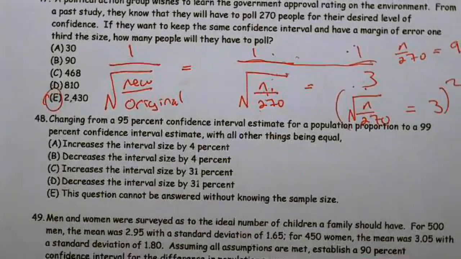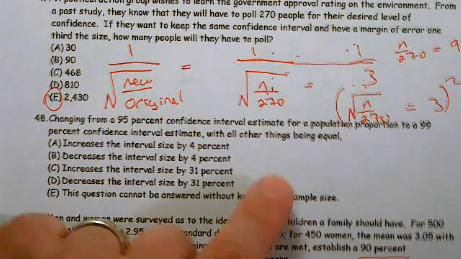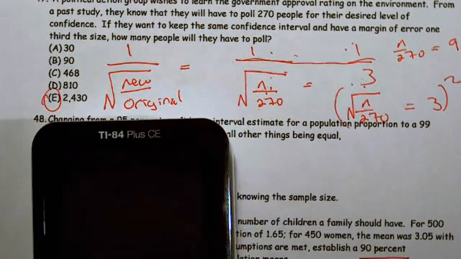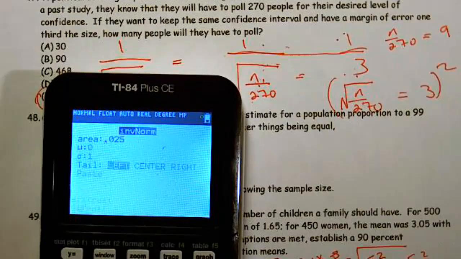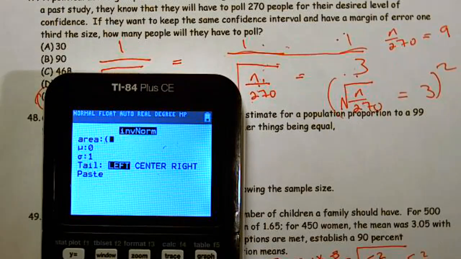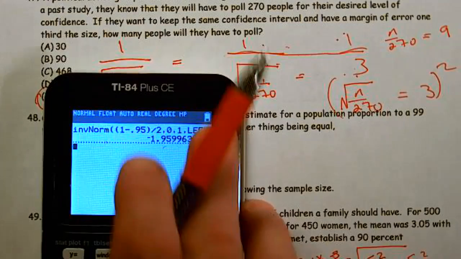All right, now I skipped number 48. Changing from a 95% confidence interval estimate for the population proportion to a 99%. With all of the things being equal, how much does it change? So let's do a norm CDF for 95%, or an inverse norm. So second var is inverse norm, parenthesis 1 minus 0.95, close parenthesis, divided by 2, mean of 0, standard deviation of 1. And I'm going to end up getting negative 1.96.